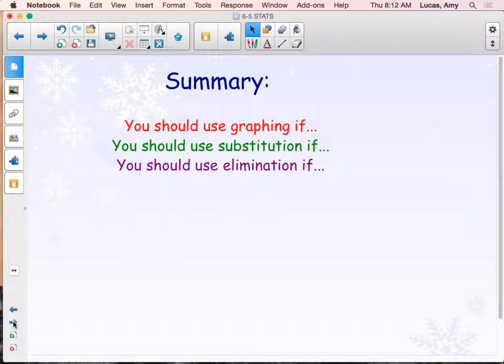Okay, you should be able to write your summary now. Please make sure that you write 3 different sentences in this summary. So you should use graphing if, substitution if, elimination if. Explain each one of them, how you decide when you would use each one of those as your method to solve a system.